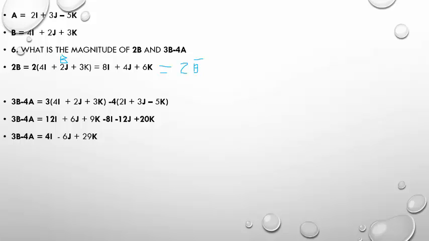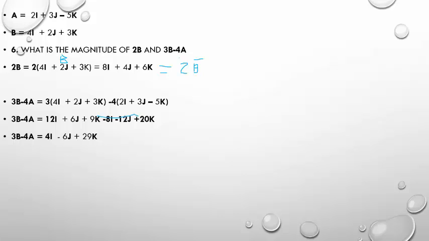Then what is 3b minus 4a? 3 into vector 2b, then minus 4 into vector a. After you have done that, then you collect like terms. 2i minus 8i will give us 4i. 6j minus 12j will give us minus 6j. 9k plus 20k will give us 29k. So we can be asked to find the magnitude itself. What we have found now is 2b and 3b minus 4a. You can do that as an exercise.